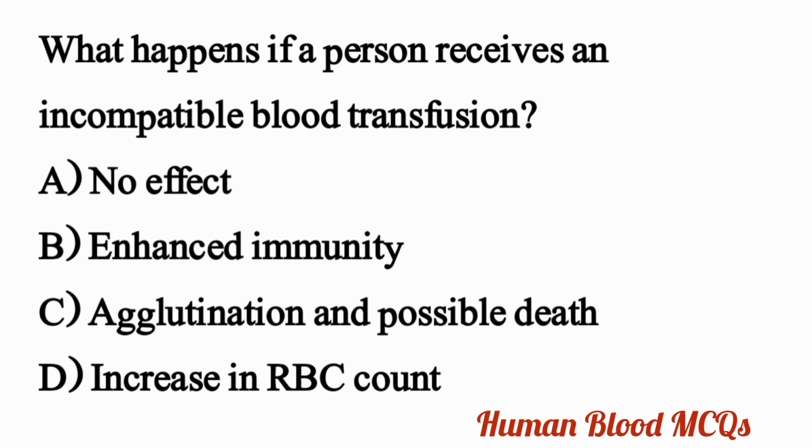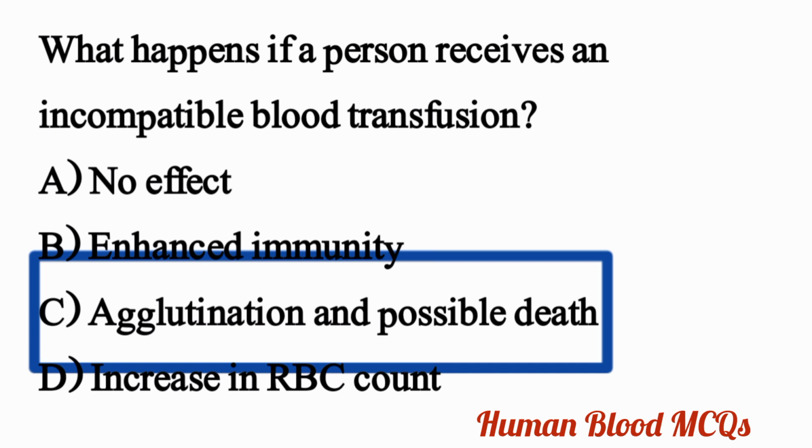What happens if a person receives an incompatible blood transfusion? The right option is option C, agglutination and possible death.